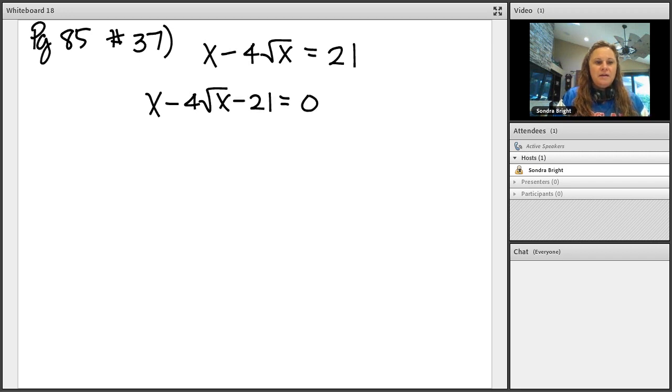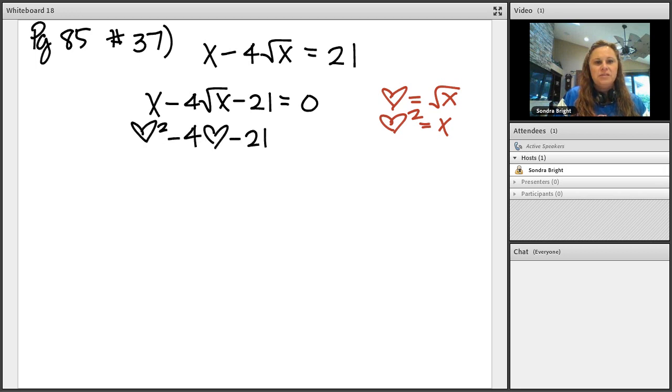And then it's not a quadratic, right? But it takes on the quadratic form, right? That's why we call it a quadratic in disguise. If I let heart equal the variable that's in the middle, the square root of x, heart squared will be square root of x squared, which is just x. So that means I could rewrite this guy as heart squared minus 4 heart minus 21. And that factors like a quadratic, right? 2 numbers that multiply to -21 but add to -4 are a heart minus 7 and a heart plus 3.